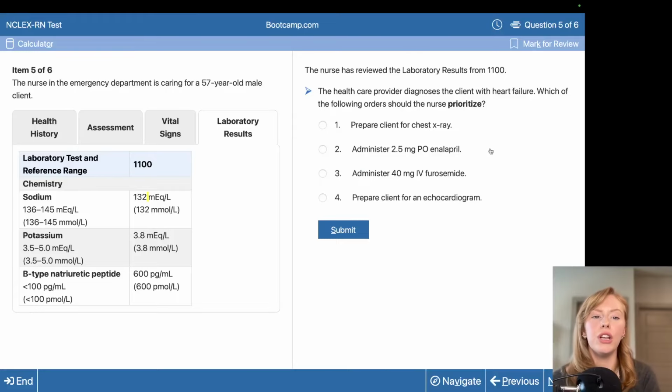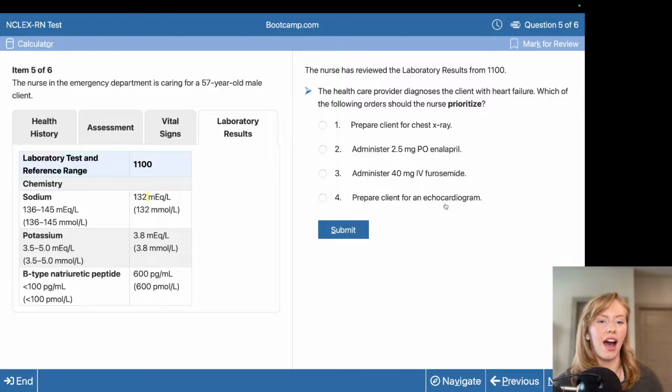So here, which of these orders should we prioritize for this client with heart failure? Either preparing for a chest x-ray, giving enalapril, giving furosemide, or preparing for an echo. What do you guys think? A couple of you already said you think 3. AK thinks it's 3.